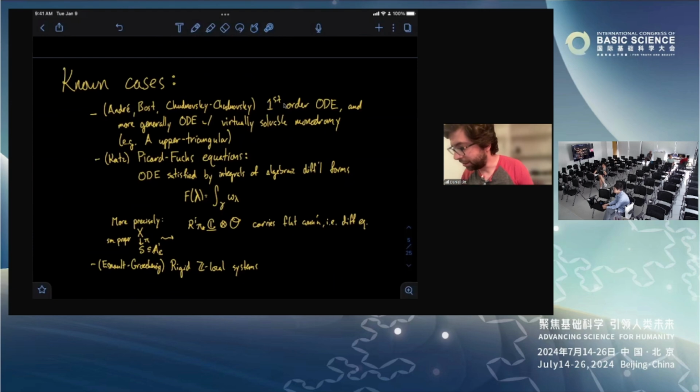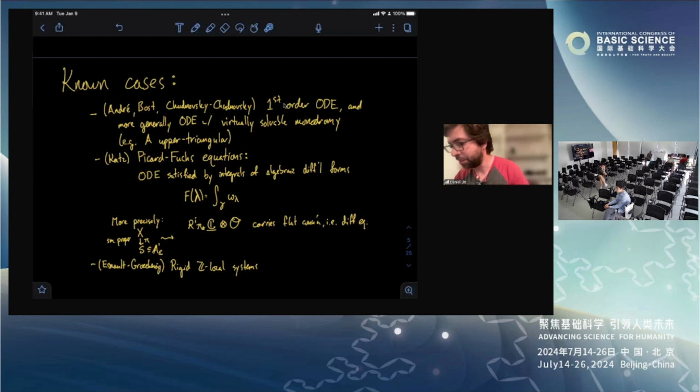Okay, I think the most significant evidence in favor of the p-curvature conjecture is the fact that Katz proved it for Picard-Fuchs equations. So since that notion will show up again later in the talk, let me briefly describe what this means. So I think the simplest way to say it is these are the ordinary differential equations satisfied by integrals of algebraic differential forms. So here, f(lambda) is a function, and it's constructed as follows. You take a family of differential forms, omega lambda, so these depend on lambda, and you integrate them along a cycle.